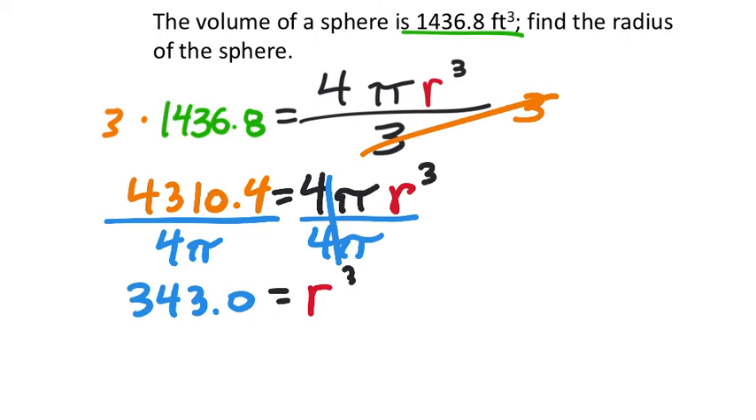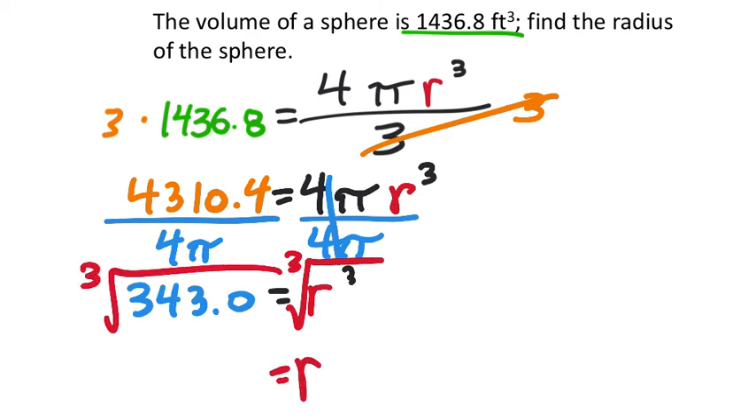Of course, we want the radius, just the radius on this one, so I'm going to cube root this because of the exponent of 3, which will leave me with just the radius. So let's cube root, 3, second, exponent button, 343.0, and I get 7. It's 7 exactly. So that means this would be 7 feet. That would be my radius.